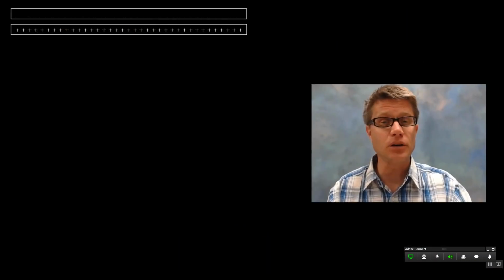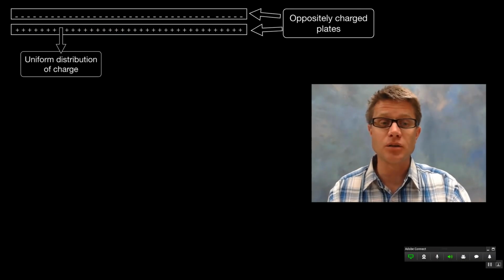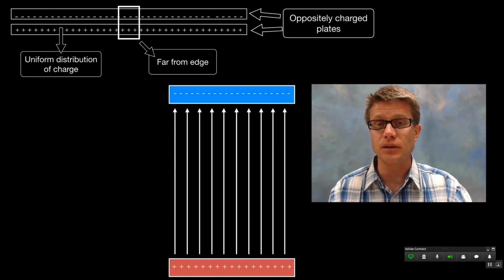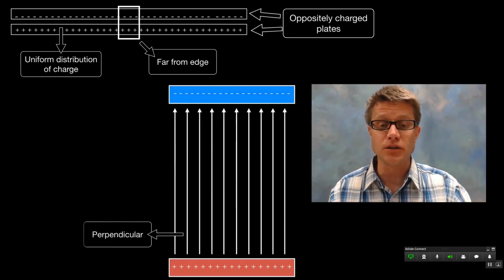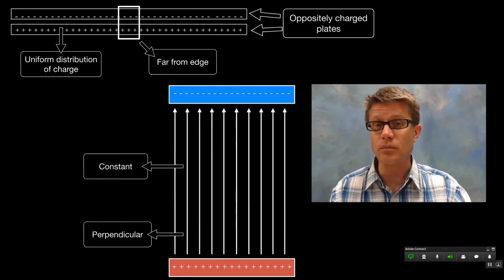And so if we have two parallel plates, and we make sure that they're oppositely charged, and we also make sure that that charge is uniformly distributed, and we also make sure that we're really far from the edge, as long as those three things are true, then we can represent the electric field like this. And if that's our electric field, we know that the electric field strength is going to act perpendicular to those plates, and it's also going to be constant or uniform throughout.